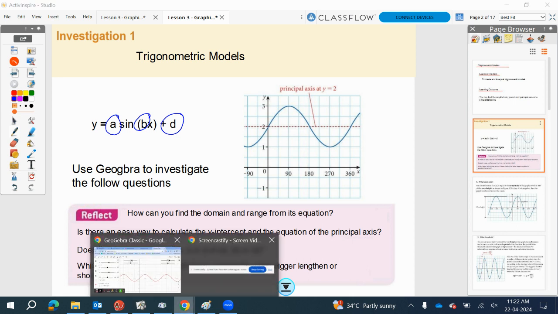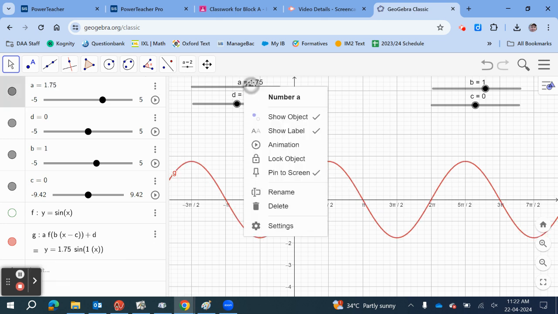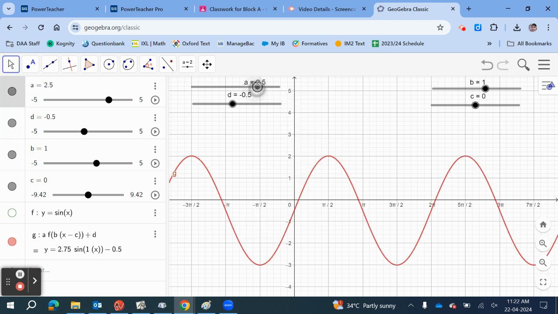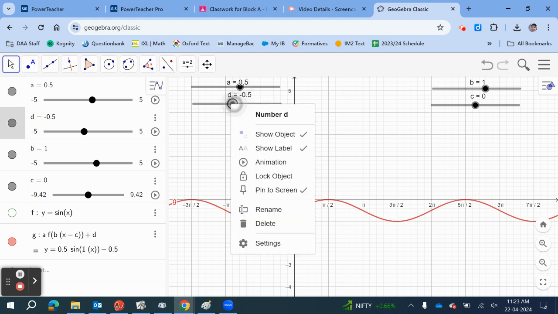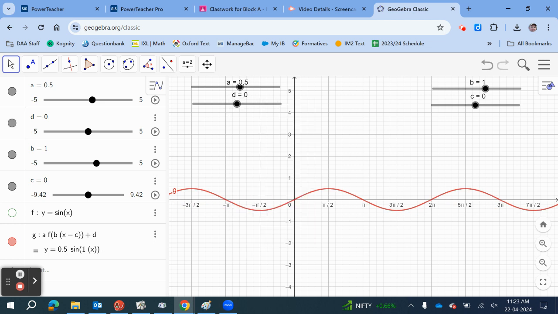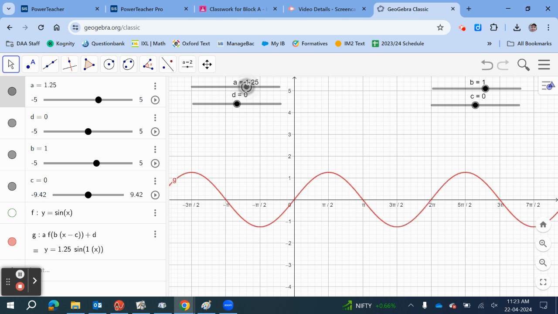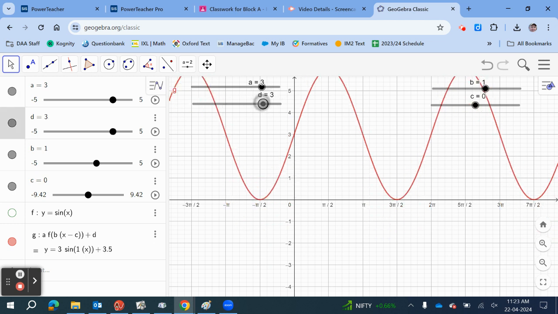So just to show that, we can have a quick look at that down on here. If I increase the value of A, we will see a stretch like this. If I reduce the value below that, okay, we've got a compression. If I make it negative, we're going to get a reflection. So there's the values for A. For D, it'll just move it up and move it down.